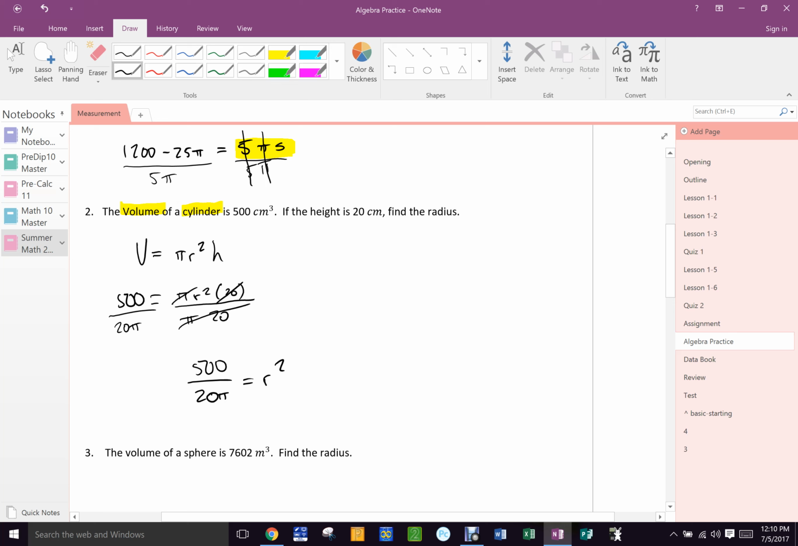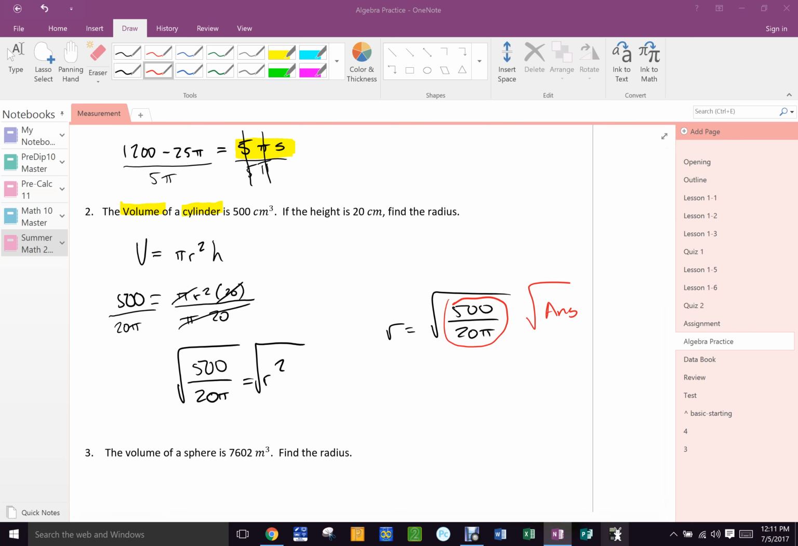How do I get rid of a squared? I square root. So r is going to equal the square root of 500 over 20 pi. Is that a correct answer? It's a correct answer, yes? But you guys don't like it, do you? You want that decimal, right? So how do you do that on your calculator? Same way you do everything. You do inside first, and then you square root your answer.